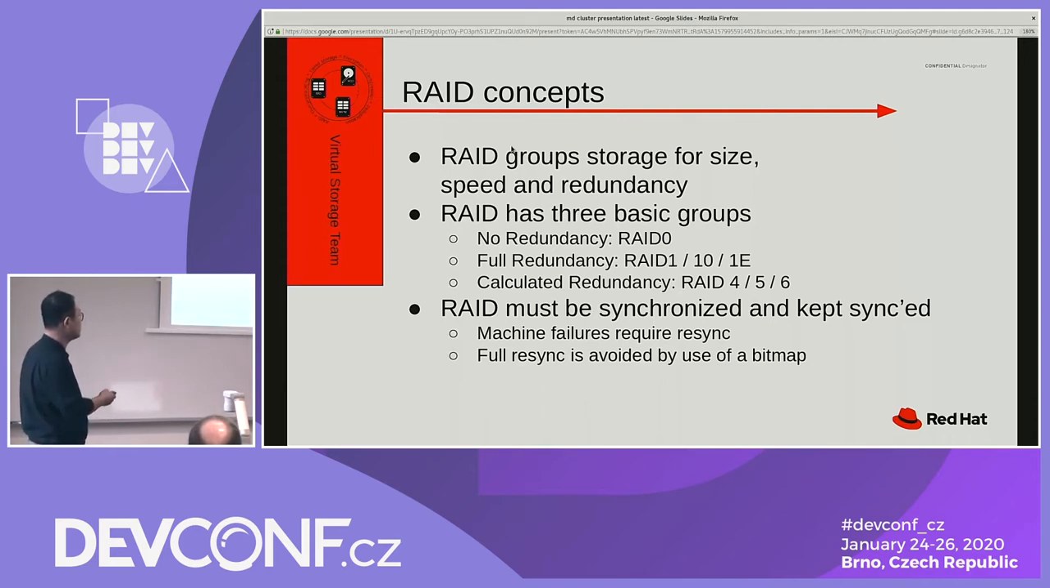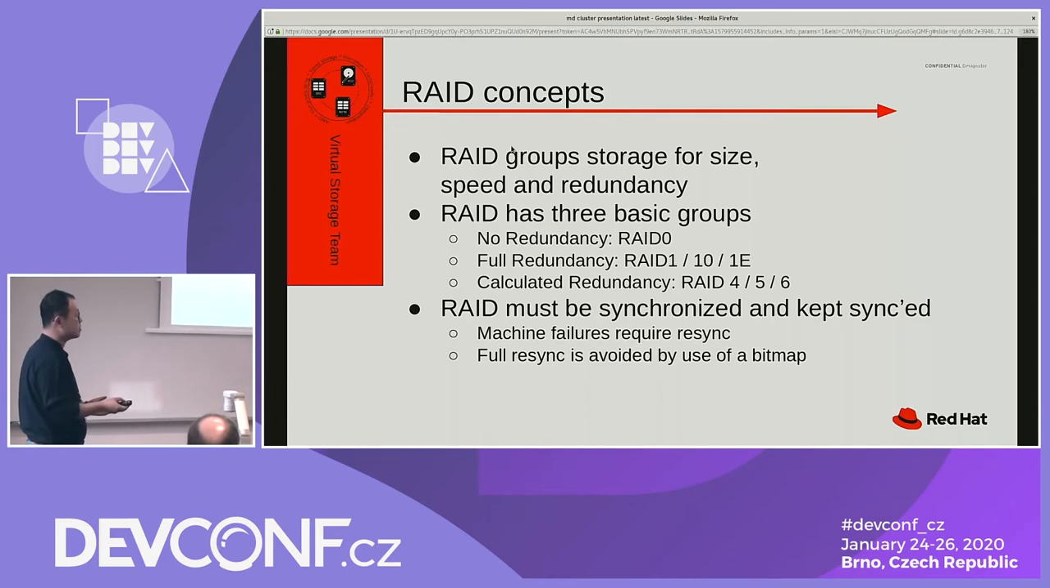RAID must be in sync state. For RAID 1, all member disks have the same data. For RAID 4, 5, 6, the parity should be the XOR value of the other data disks. Sometimes there is a crash or something else that puts the RAID in non-sync state. It needs to do a resync to keep the RAID in sync state. And during the resync, a bitmap is used to avoid a full resync.